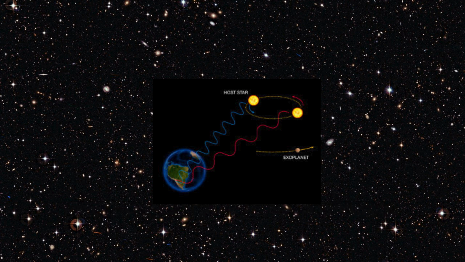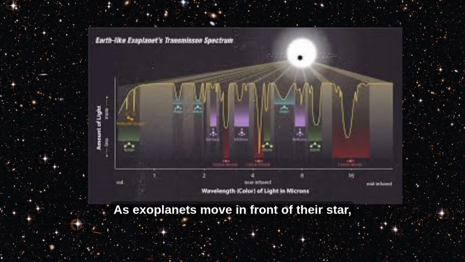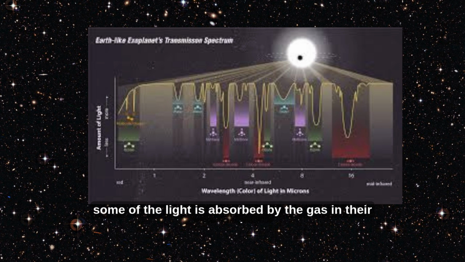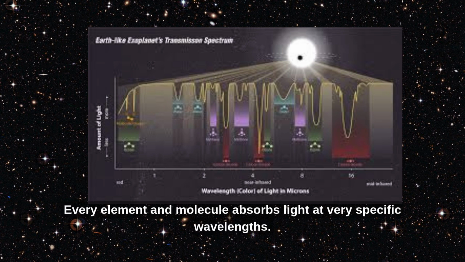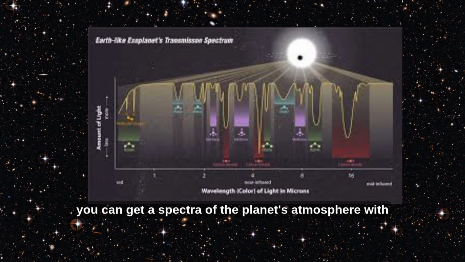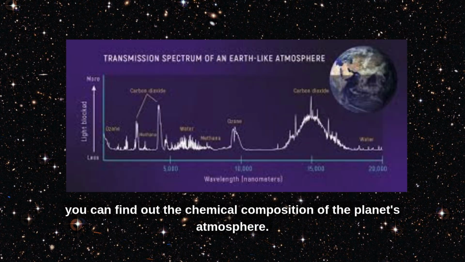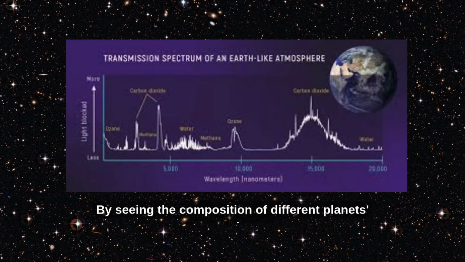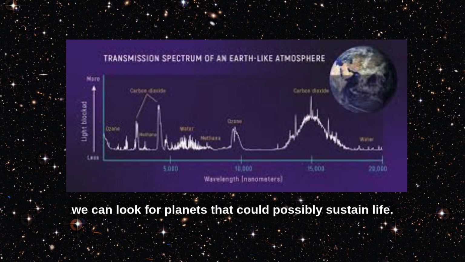As exoplanets move in front of their star, some of the light is absorbed by the gas in their atmosphere. Every element and molecule absorbs light at very specific wavelengths. Because of this absorption, when a planet is in transit, you can get a spectrum of the planet's atmosphere, with dips at certain wavelengths. And with these dips, you can find out the chemical composition of the planet's atmosphere. By seeing the composition of different planets' atmospheres, we can look for planets that could possibly sustain life.